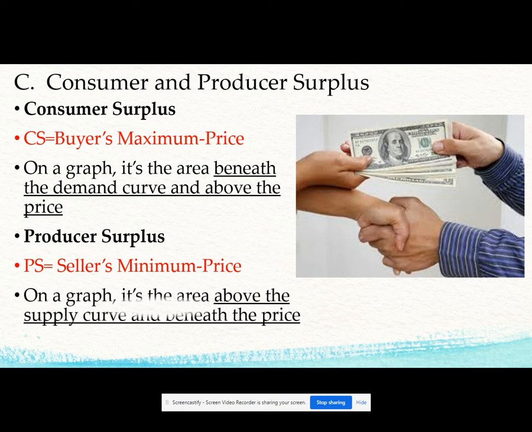All right. On a graph, graphically, the producer surplus is the area above the supply curve and beneath the price. Area above the supply curve and beneath the price. Oftentimes that's going to make a triangle. There will be times that it won't.